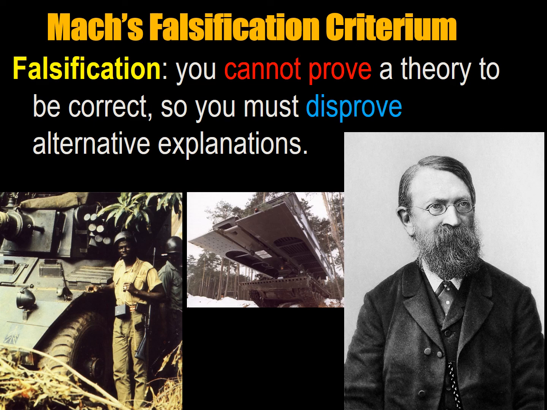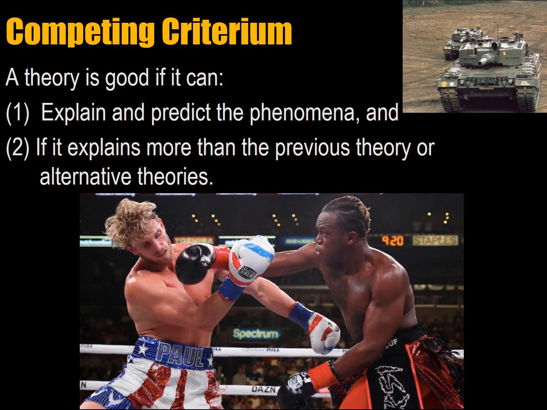Another solution is we have the availability of an alternative theory. Now here in the picture you can see a Nigerian government soldier during the Biafra War of 1969, and you can see a Canadian Leopard bridge layer deploying its bridge. So the second criterion is the competing criterion. Here, a theory is good if, one, it can explain and predict the phenomenon, and two, it explains more than the previous theory or alternative theories.